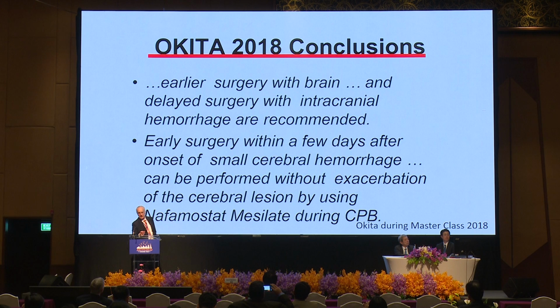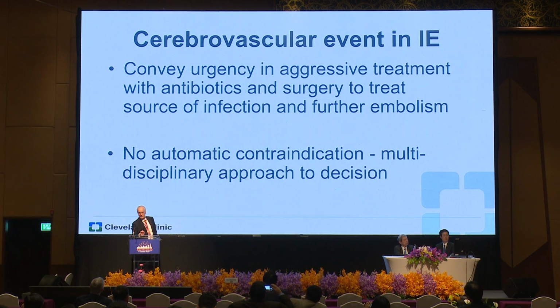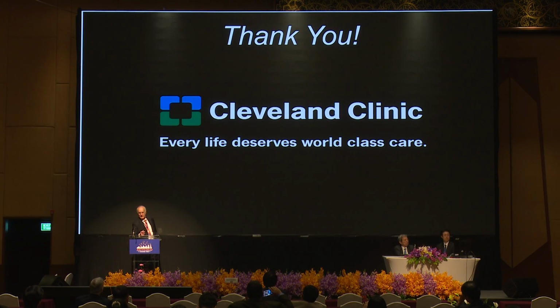Okita talked to us about neurological complications on our last master class, and they have experience with nafamostat mesylate during cardiopulmonary bypass with improved outcome. We have not tried that, but that's of course something we could do. Again, cerebrovascular events in infectious endocarditis convey urgency in aggressive treatment with antibiotics and surgery to treat the source of infection and further embolism. And today we have no automatic contraindication, but a multidisciplinary approach to the decision making. Thank you.